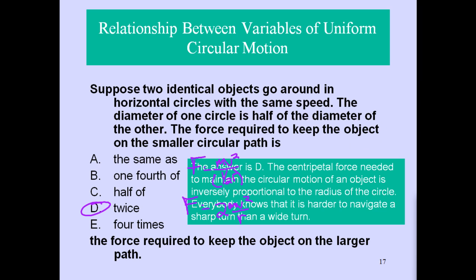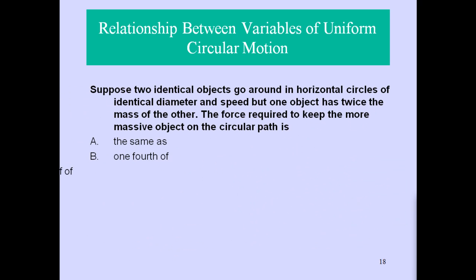basically for everything I just told you. You can read that if you want, pause it. And another one, two identical objects going around circles of identical diameter and speed. One object has twice the mass of the other. This is an easy one to figure out. Do the same thing, centripetal force, so it should be F sub C, equals 2m this time, because we're doubling our mass, v squared over r. Therefore, it's just D, it's twice.